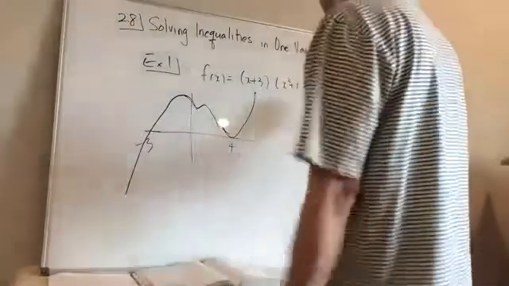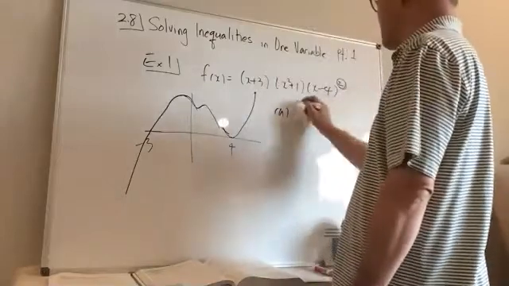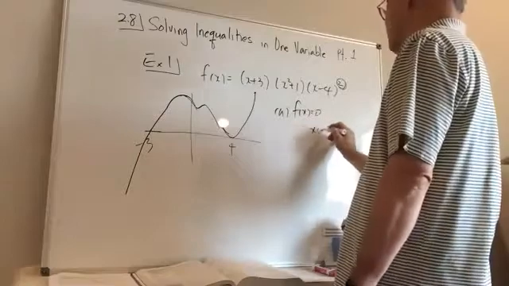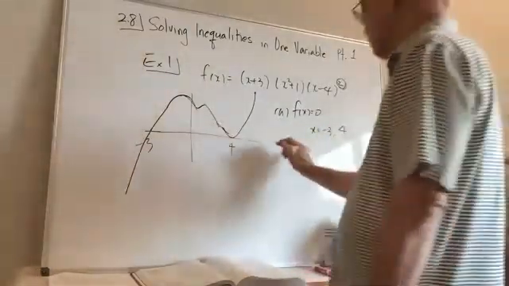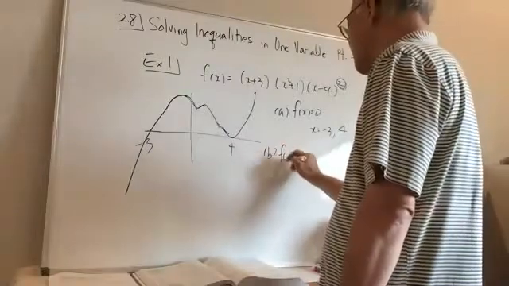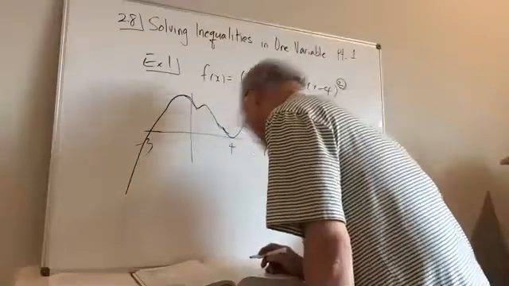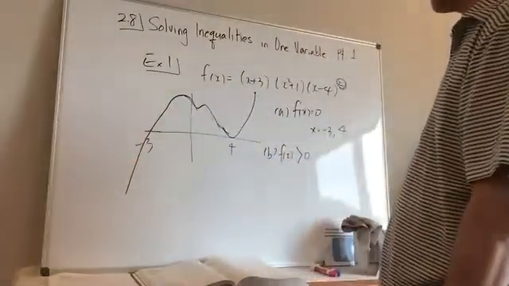So the question is, A, when is it equal to 0? This f of x is equal to 0 at x equals negative 3 and 4, right? B, when is it positive? Is that what the question was? When is it positive? Positive meaning this. So it's positive where?